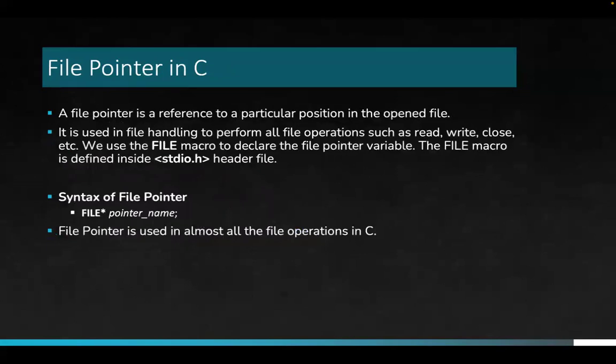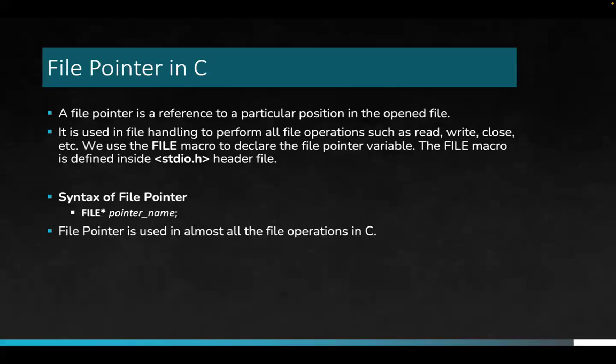Next topic is file pointers in C. What is a file pointer in C? A file pointer is a reference to a particular position in the open file. Let's say you open the file and it has 100 lines of code or 100 lines of string data, text data, which has ASCII format.